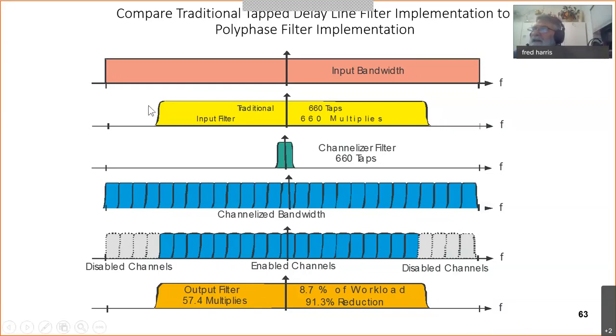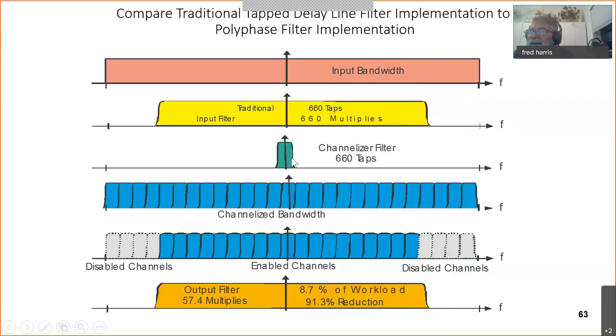Here's a broadband signal, and I built a broadband filter, which for argument's sake had 660 taps in it. I could build a filter with 660 taps running at the high input sample rate, and it would cost me 660 multiplies every time an input point arrived. But instead of doing that, I'm going to build a narrowband filter with the same transition bandwidth, the same sample rate and the same out-of-band attenuation. That means this filter has the same number of taps as this filter.